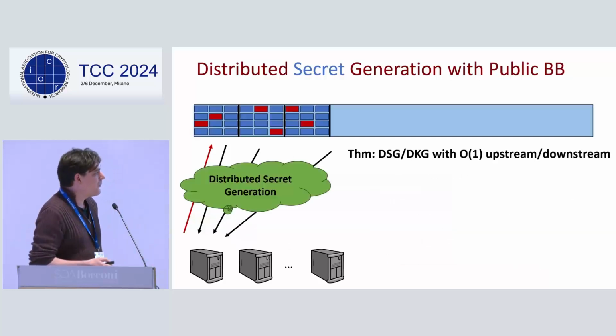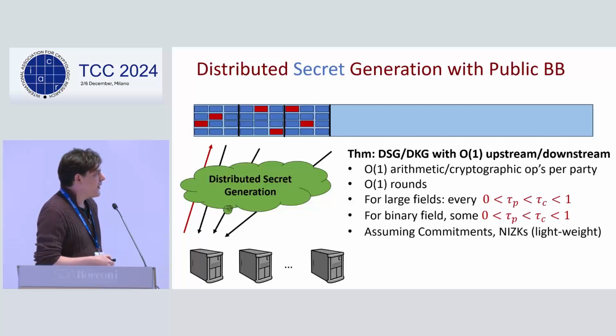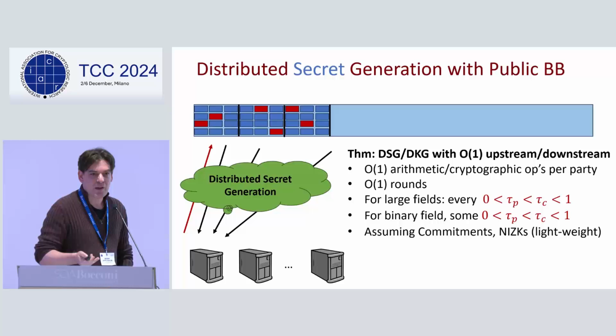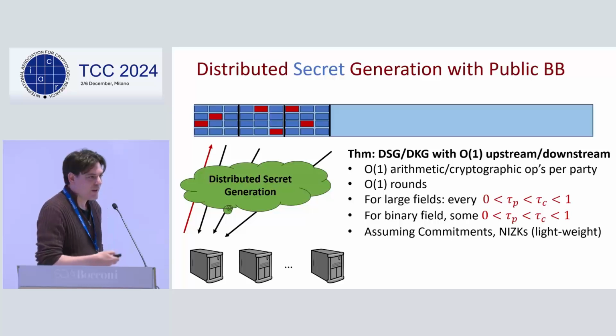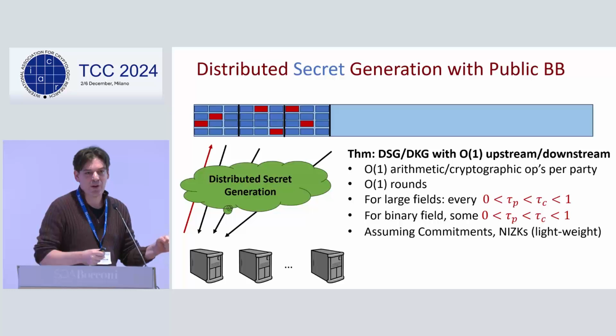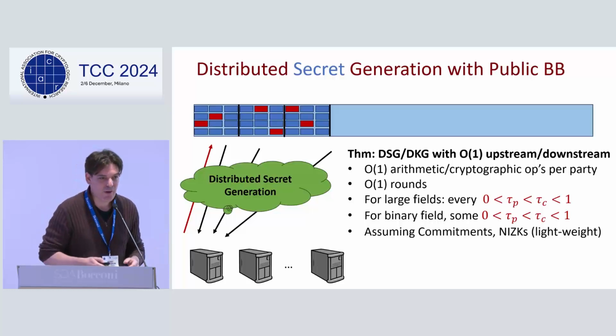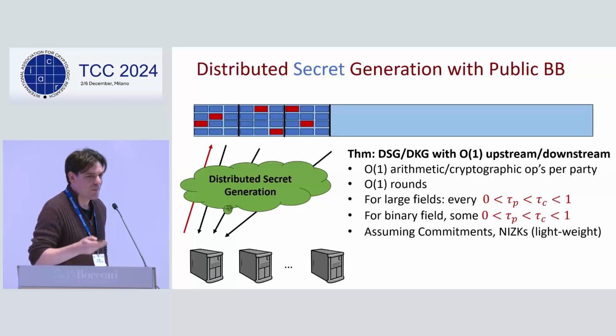Okay. So our main theorem shows that you can get distributed secret generation or distributed key generation with a constant number of writes and reads per party. Also, in terms of computational complexity, each party is doing only a constant number of arithmetic and cryptographic operations. The protocol has a constant number of rounds. If the field is large, meaning super polynomial in the number of parties, then we can support arbitrary constants here. If the field is binary, then there is some gap here, like we have some universal constant that can be used. And the crypto that we use is actually very basic, essentially commitments and zero-knowledge proofs for very simple languages like linear relations over commitments. Okay, so these things are very cheap to realize, say, based on discrete log assumptions.